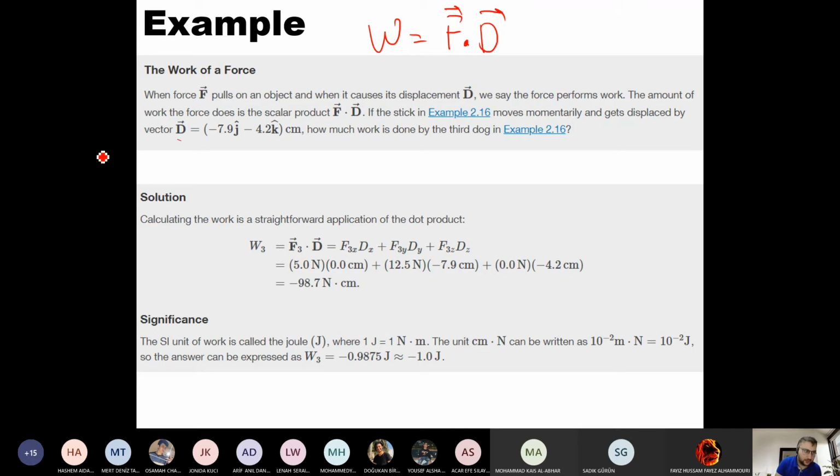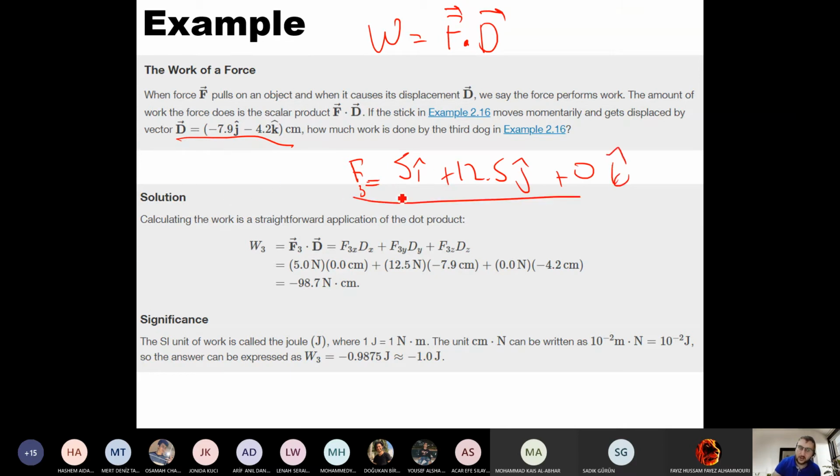They give you the displacement. Also from the previous question, we know the force. So force is equal to 5 I hat plus J hat plus 0 K hat. So this is the force. You also know the displacement. So you must make the scalar product. How can you make it?